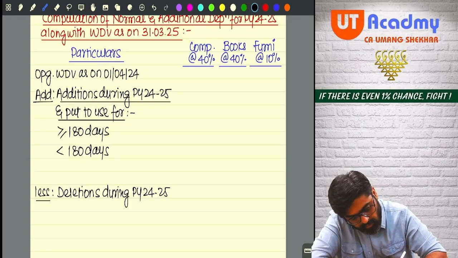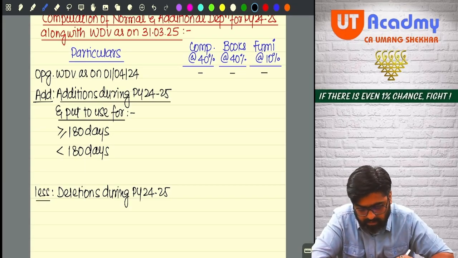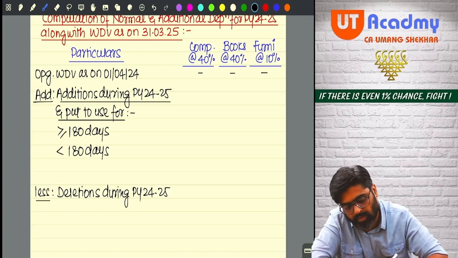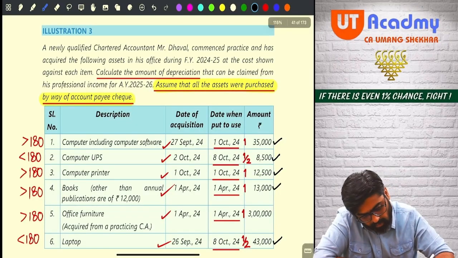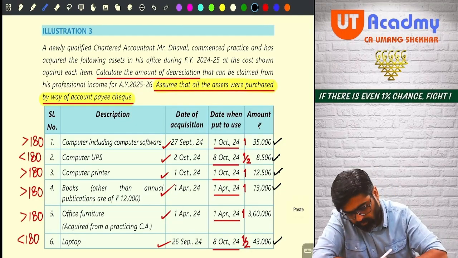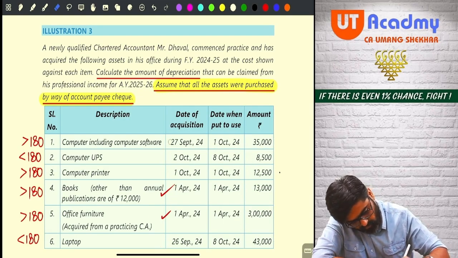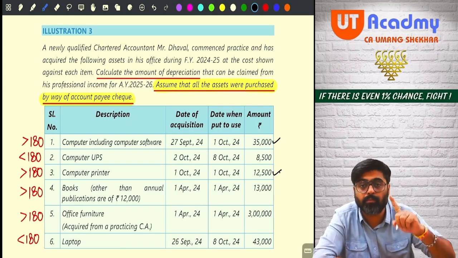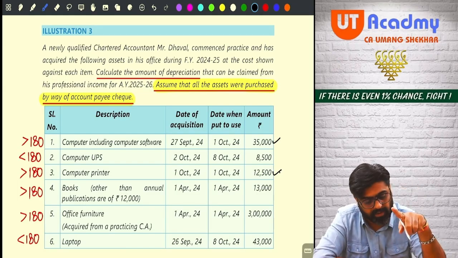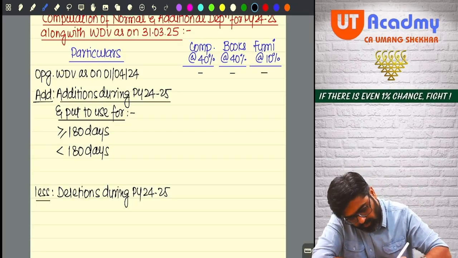Opening. For all, there is no opening. Purchased and put to use for 180 days or more. So 35,000 plus 12,500. Pay attention here. Can I say this 35,000 and this 12,500 are more than 180 days? So 35,000 plus 12,500 will be 47,500. Okay? So that 47,500 I will write here.